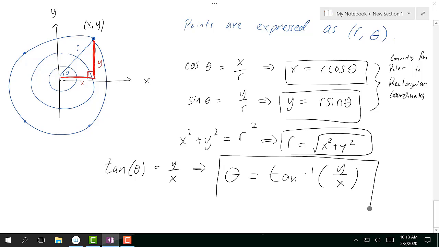This isn't the entire story. This is just what's going to happen if we're in the first quadrant, for example. So we might have to add or subtract 180 degrees from this. But these are the equations we're going to use. This is going to be of particular use when we have to convert, not from polar to rectangular, but from rectangular coordinates to polar coordinates.